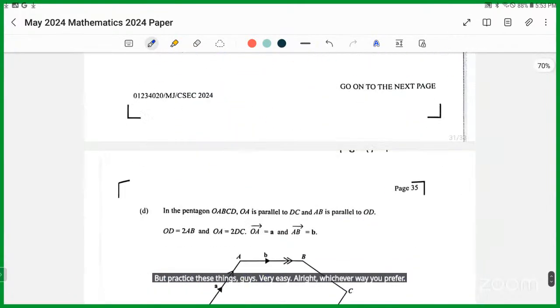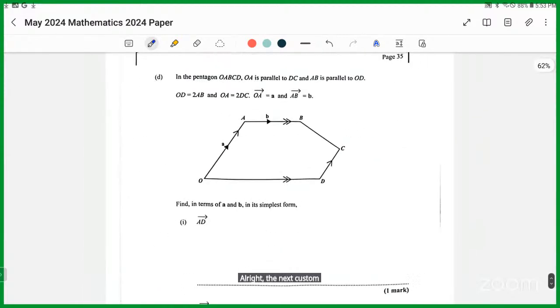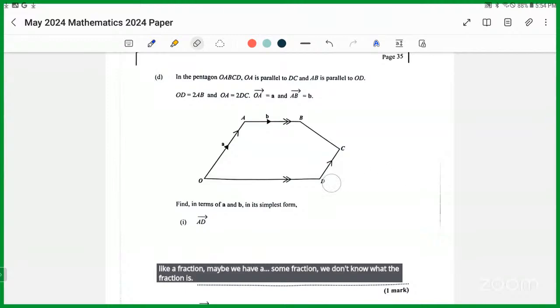Alright, the next question gives us this diagram, like vector diagrams, and it gives us some vectors. It says it's a pentagon and OA is parallel to DC. So OA, which is this side, is parallel to this side. So it means that one is a multiple of the next. So this is like a fraction of A, maybe half A, some fraction, we don't know what the fraction is. But it's clearly longer.